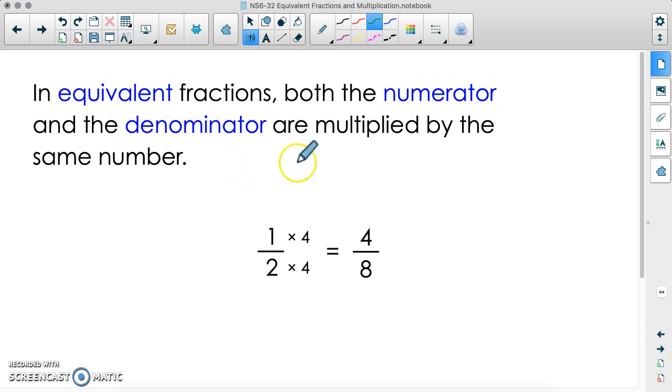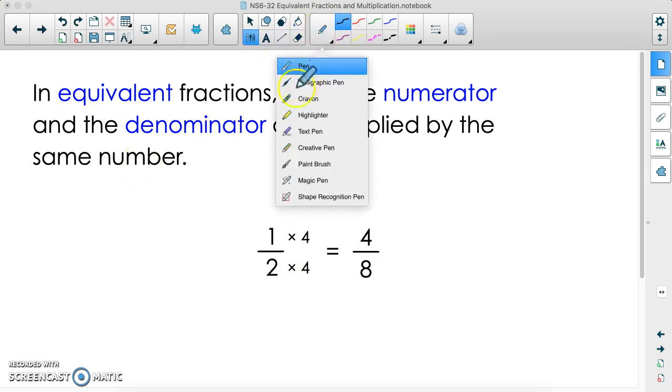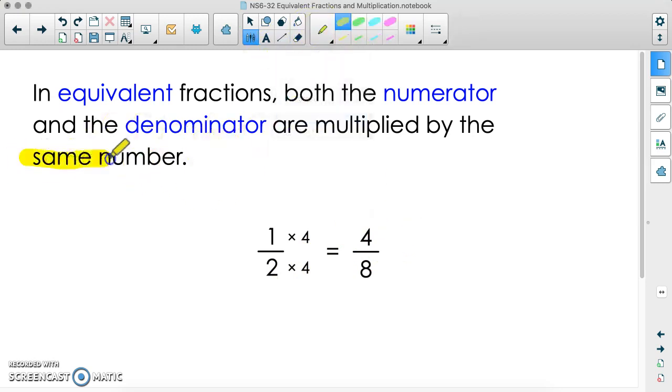So in equivalent fractions, both the numerator and the denominator are multiplied by the same number when we're trying for equivalent fractions. So we can see that 1/2 was multiplied by 4, numerator and denominator, to get 4/8. They have to be multiplied by the same number. This is the most important thing. It has to be the same number.